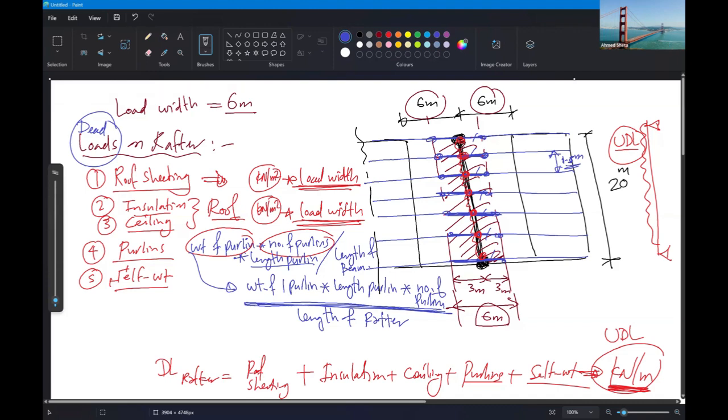Is that okay? Yep, I think so. Yeah, the last one you mentioned is the self weight. The self weight is based on the section.